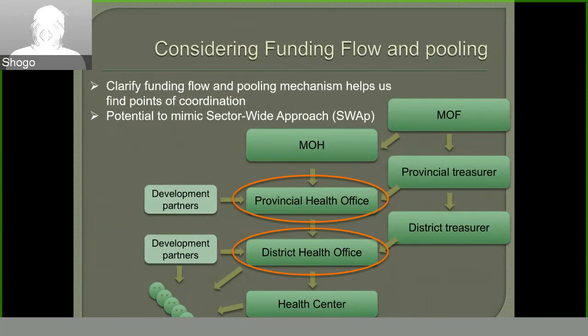So even though we cannot integrate all this money flow, by strengthening the capacity of the provincial health office in integrated planning, we can try to manage this budgeting and the funding flow, and actually provide a service in an integrated manner using these different fund resources. So that's how we tried. And to some extent, we succeeded in managing the funding flow in favor of integrated service provision.